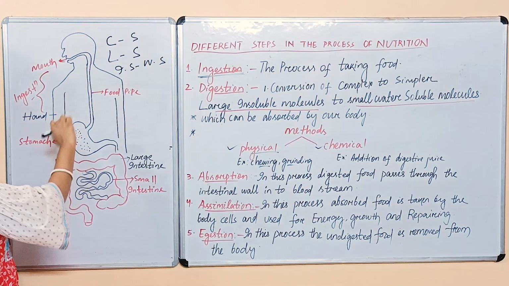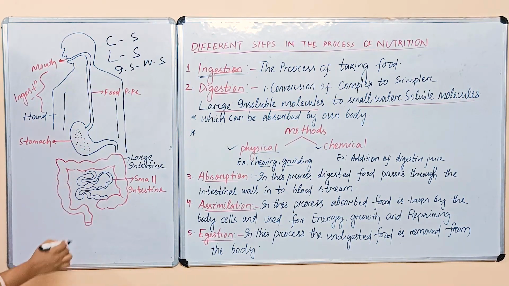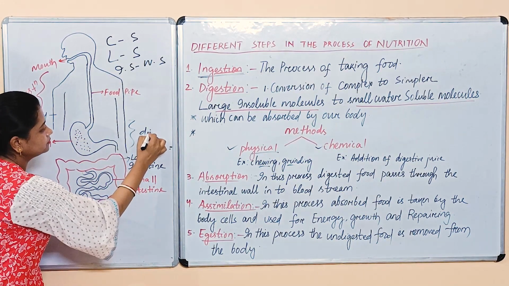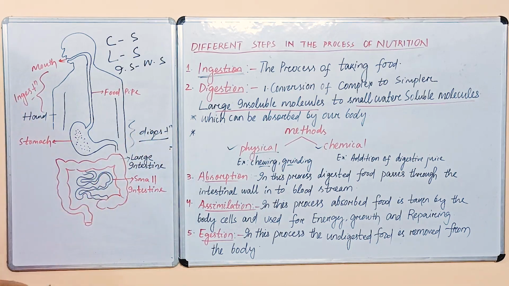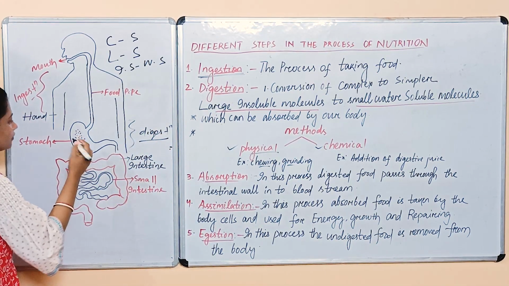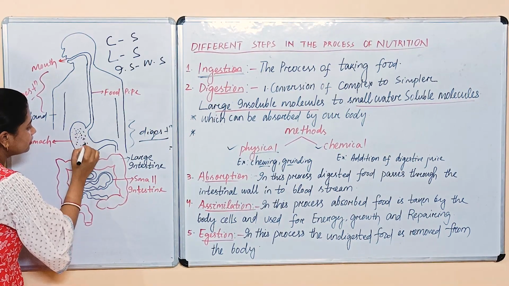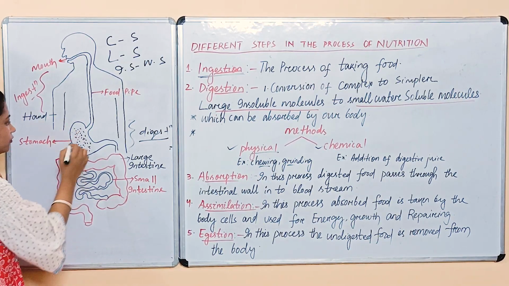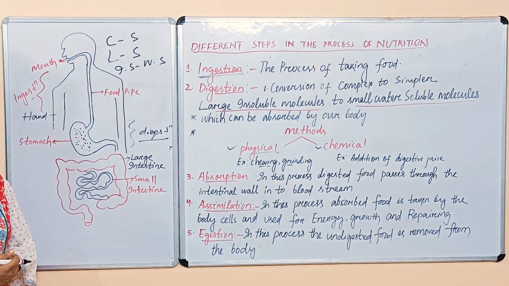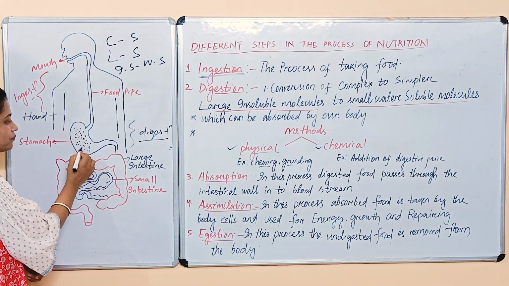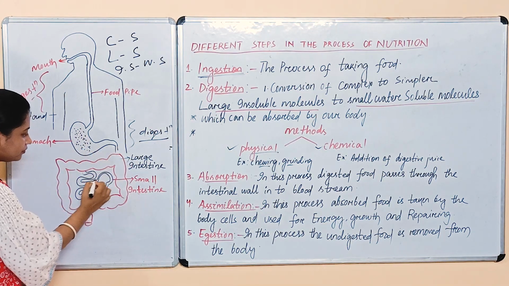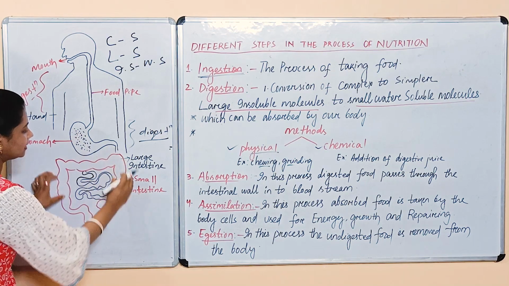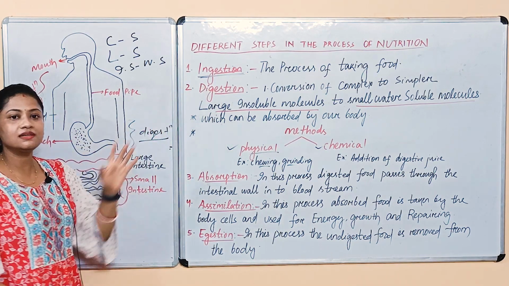Then, when the ingestion process is completed, after that, the digestion process starts. Here the food is stored for some time and churned, right? After that, the food is semi-digested here. This semi-digested food comes to the small intestine. This is the small intestine and this is the large intestine. Now the process of digestion is completed.